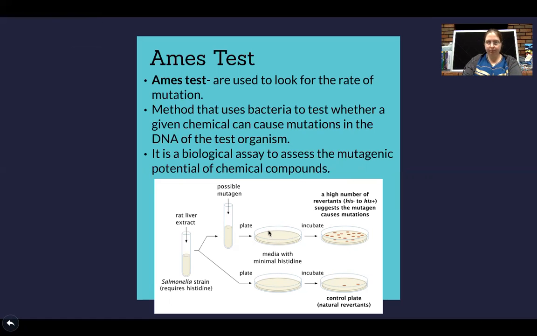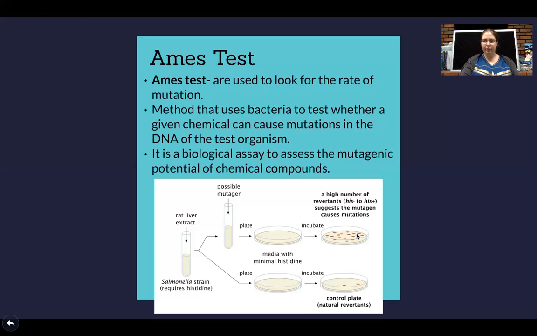And if you notice with both of them, the agar has minimum histidine, which is why a little bit can grow here. But this one, still just a minimal histidine in the agar. But now we also have the possible mutagen. We incubate it. We notice that there's a lot more of the bacterial colonies, of the Salmonella colonies. So what that means is that this mutagen allowed the Salmonella to now thrive in the same environment, but with greater success. So a high number of revertants suggests a mutagen causes mutation.